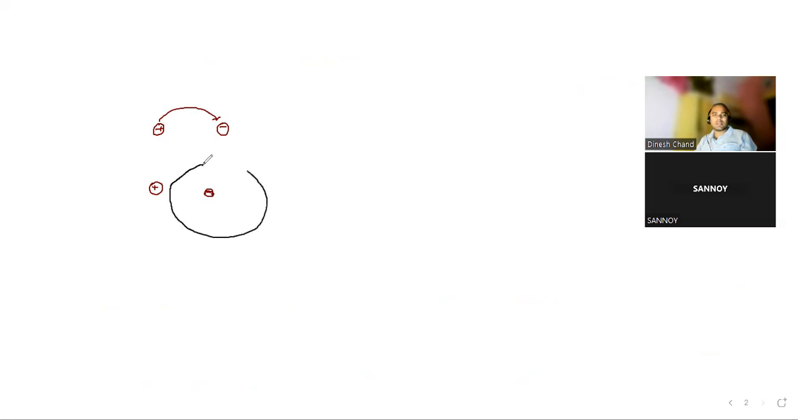But what is happening? The anion acquires the larger size. There is no problem in that. But what will happen after some time? The cation starts pulling the electron.